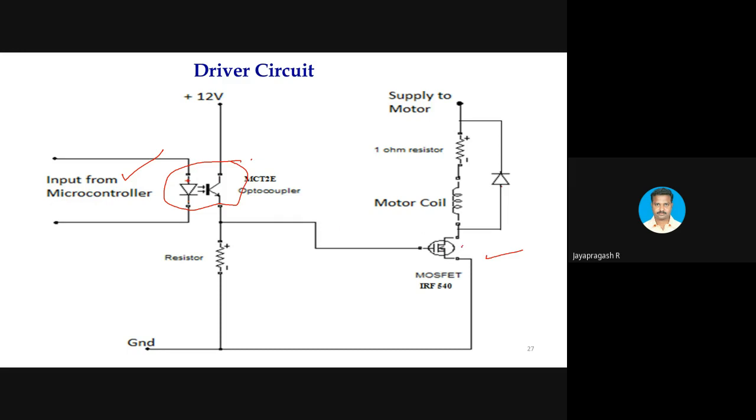Once the MOSFET is turned on, the phase winding will get excited. Once it is excited, it will pull the rotor pole to get aligned with the stator pole, and the machine will reach its aligned position. That is the idea. If you excite any one of the phase windings, the rotor pole will get aligned with the stator pole.